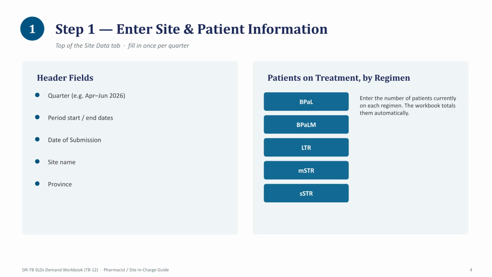Step 1 is to enter your site and patient information at the top of the Site Data tab. This includes your quarter, dates, submission details, and the number of patients currently on each treatment regimen.